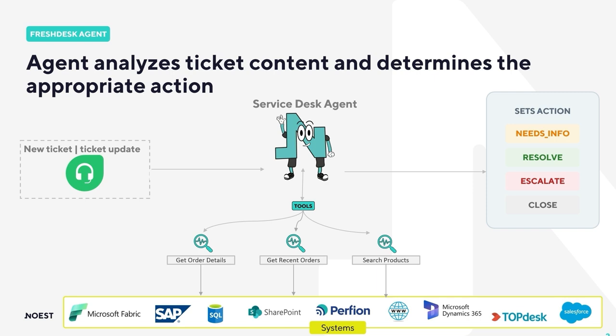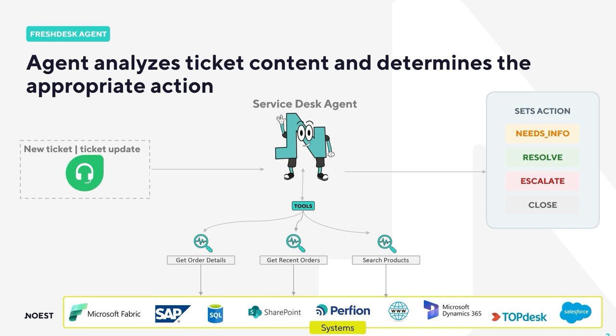Now, for the demo, we've just set up a very simple order management system within Power Apps, but the agents or the tools that the agent uses are all connected to the back office using API, so it could just as easily be SAP, Dynamics, or another ERP system. What will happen is the agent will analyze the contents of the tickets and determine the appropriate action.